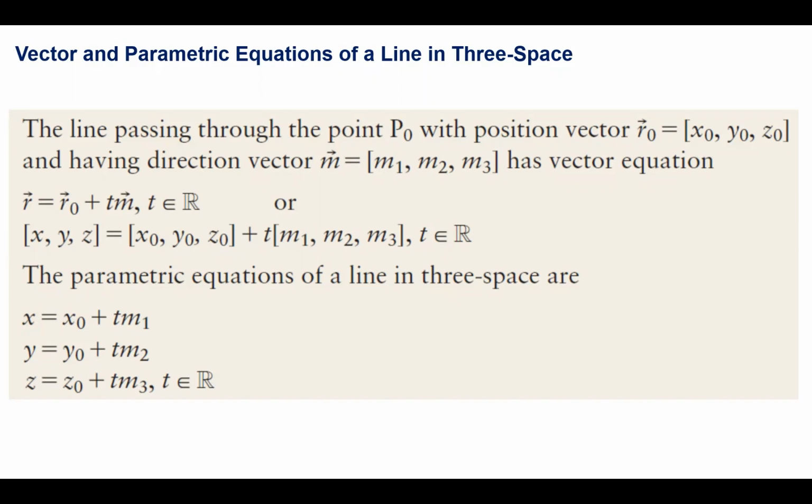And correspondingly, the parametric equations of a line in three space are given in this way. x = x naught + t times m1. Component y = y naught + t times m2, and component z is given by z naught + t times m3, where t belongs to the real number set. So basically, as in two space, a direction vector and a position vector to a known point on the line are needed to define a line in three space.